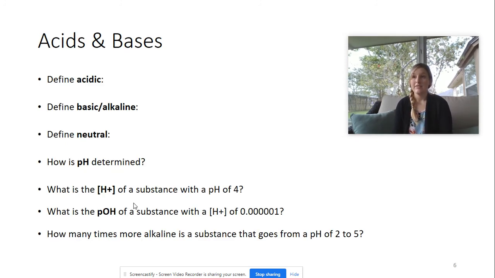Remember, acidic means they have a high concentration of protons, and that the pH is low. Basic means you have a high concentration of hydroxide and the pH is high, above 7. Neutral is 7. pH is determined by taking the negative log of the hydrogen concentration. On your calculator, you would hit the negative button, the log button, and then you would use the hydrogen concentration. You probably don't need to calculate pH, but those are good things to know.